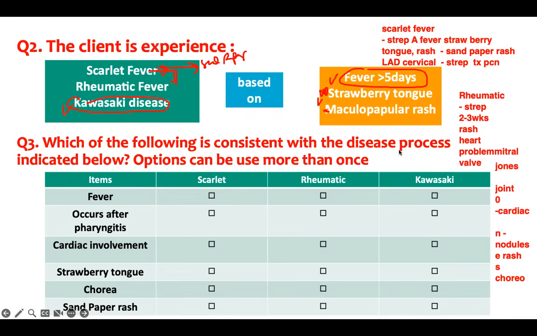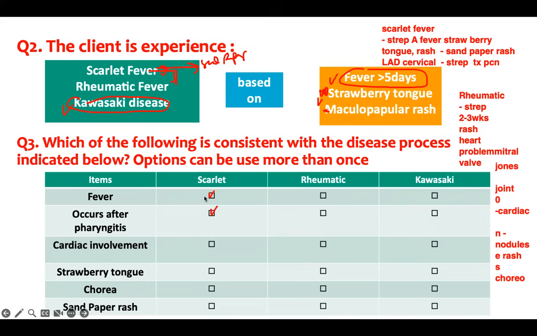Which of the following is consistent with the disease process indicated below? Option can be used more than once. Now, we got to break it down. I've already done it here for you. What is the issue? Fever, scarlet fever, do have it. Okay, after pharyngitis, after sore throat, yes. Cardiac, for this kind of table, when they give you, in order not to get confused, take one item and go down in relation to one disease. You take scarlet fever, forget about rheumatic and Kawasaki, and go down with one side. And when you finish, go to the next one.